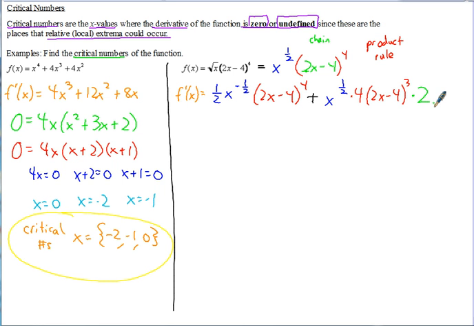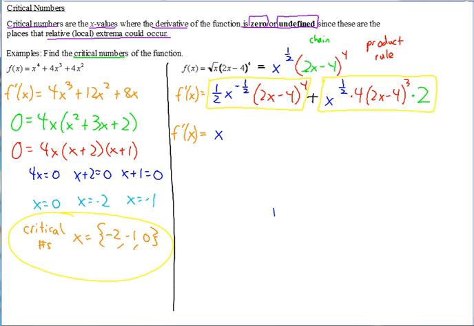Now, to figure out all the places that make this 0 or undefined, if you leave it like this, it's going to be pretty difficult. Think of this as our first term, plus this as our second term. The way to make this a lot simpler is to use factoring. The first thing you always look for in factoring is the greatest common factor, GCF. What do these have in common that we could factor out? We've got x to the -1/2 here and x to the 1/2 here. Whenever you're factoring, you factor out the lower exponent.